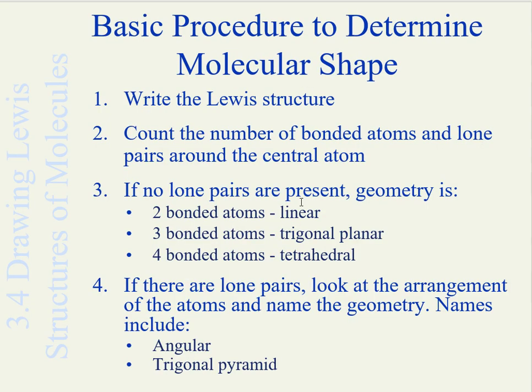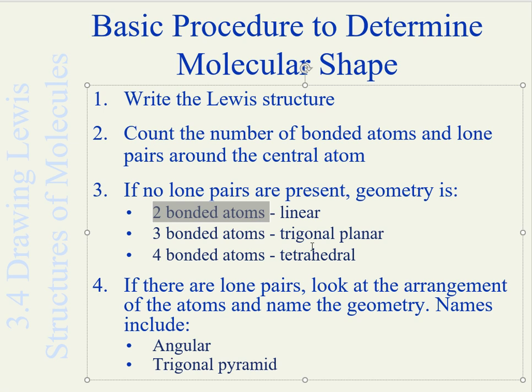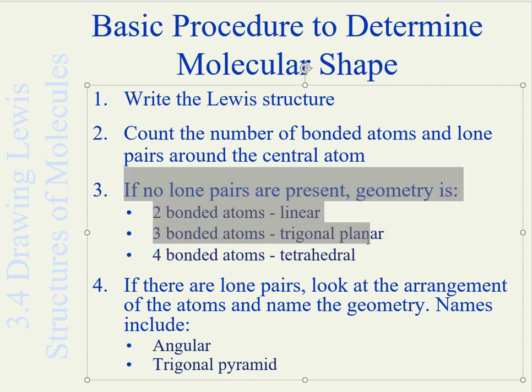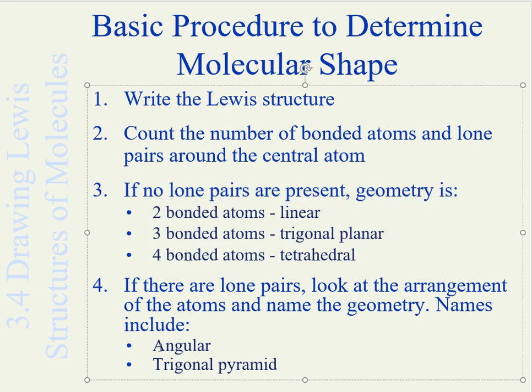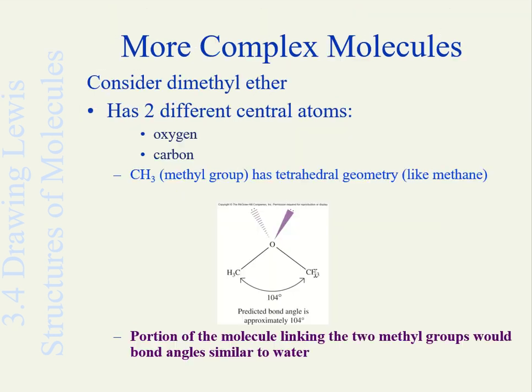Yep, so that's how you do this. Two bonded atoms is linear, three bonded atoms, trigonal planar, four bonded atoms, tetrahedral. This is the case when there are no lone pairs. But if there are lone pairs, it would be either angular or trigonal pyramidal. So you should be able to do this.